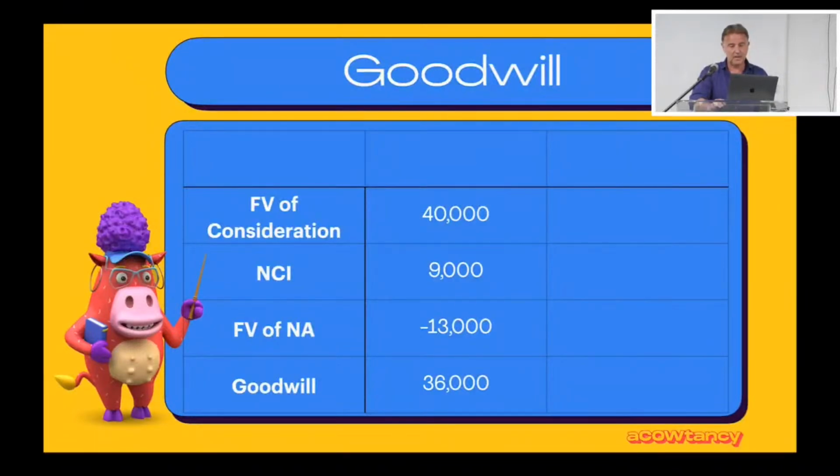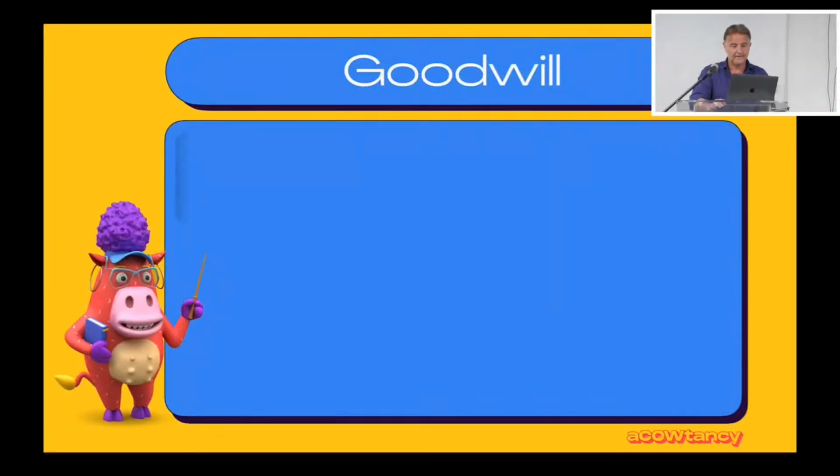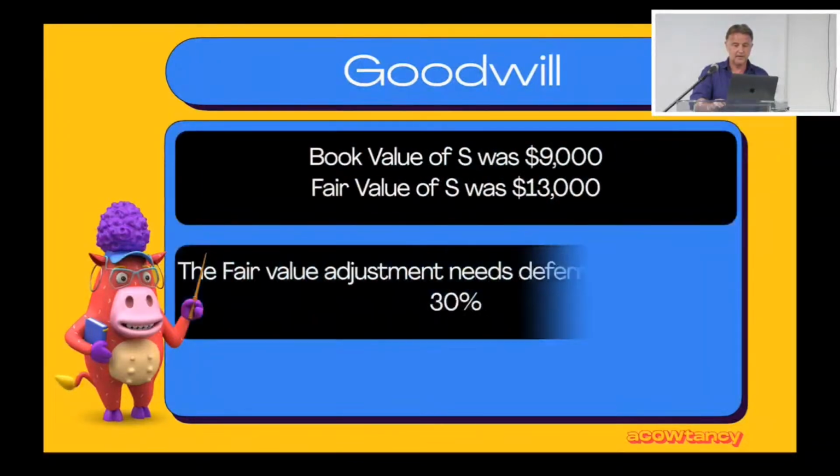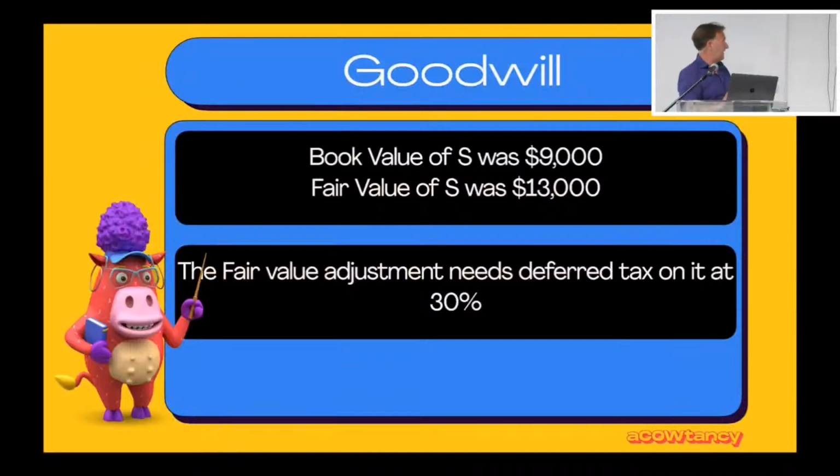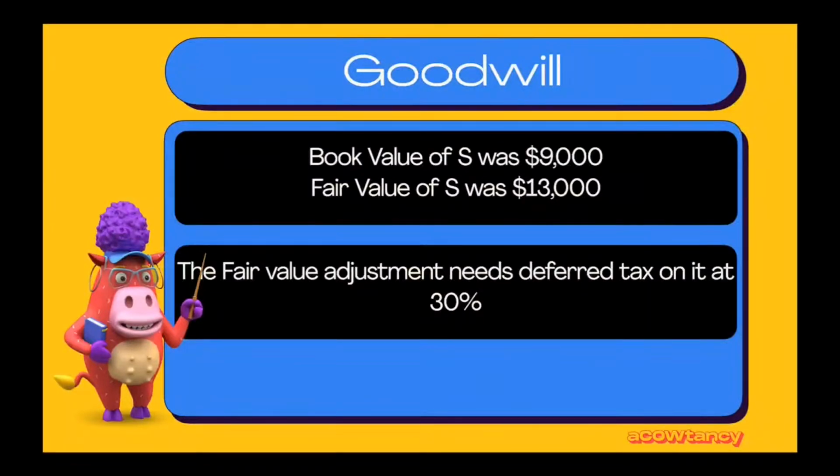Now, you get told, in SBR, the fair value adjustment, just stop there, the fair value adjustment was how much? What fair value adjustment had you made? The books of S was 9, the fair value was 13, and that's what I've used. So what fair value adjustment did I need to make? 4,000, yeah? It was 9, I want to make it fair value. And it says, yeah, but that 4,000 extra assets needs tax paying on it at 30%.